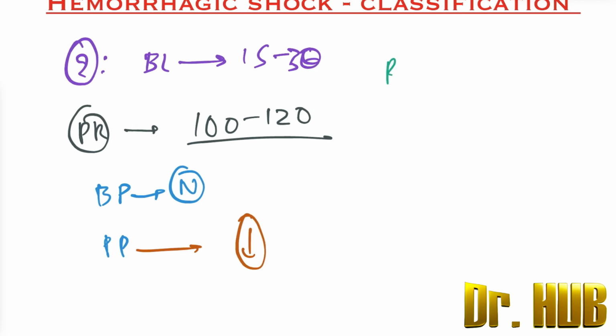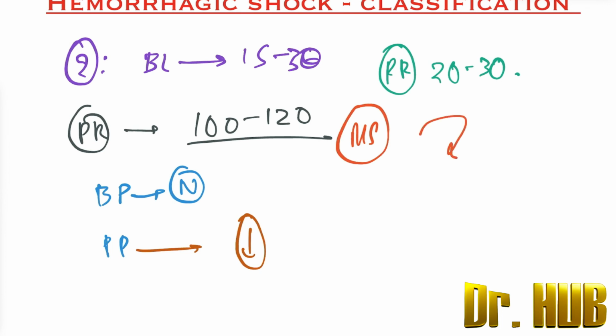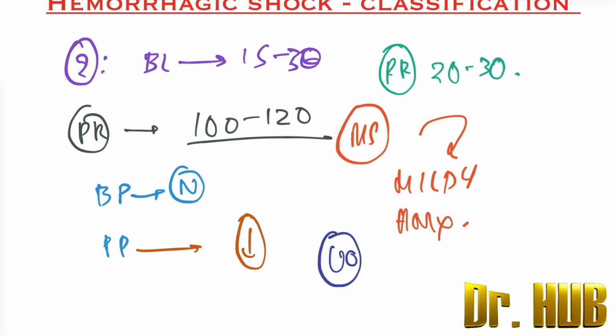What about the respiratory rate? Previously it was 14 to 20. Here it is going to be 20 to 30. Then we look at the MS, the mental status. Previously it was slightly anxious. Here it is going to be mildly anxious. Now what will be the urine output? Urine output is calculated in ml per hour. Previously it was greater than 30. Here as we move ahead, the urine output decreases, so it is going to be 20 to 30.